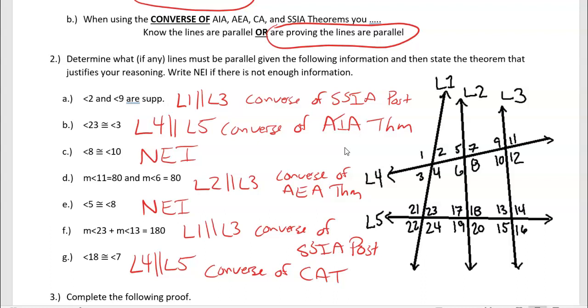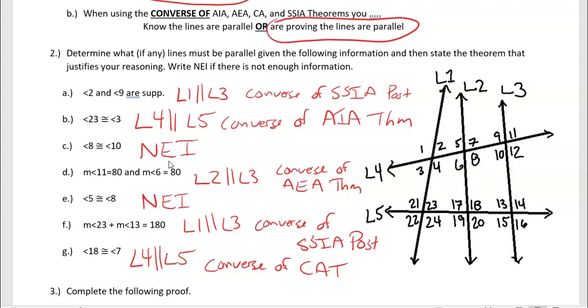The next one says 8 and 10 are going to be congruent. We're hoping they are alternate interior angles, corresponding angles, or alternate exterior. But when you look at 8 and 10, 8 and 10 are SSIAs. That's going to be line 2, line 3, and line 4 is a transversal. And 8 and 10 are SSIAs, which should be supplementary, but it says congruent. So that's not enough information.